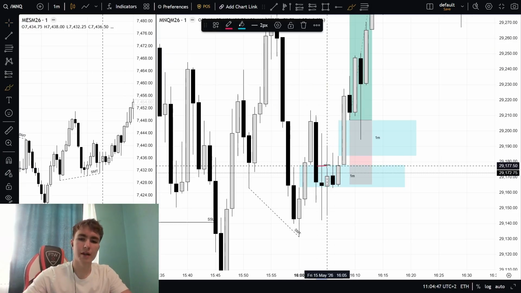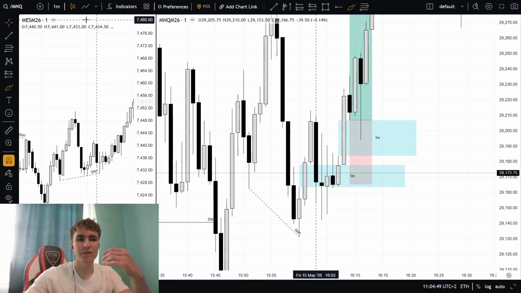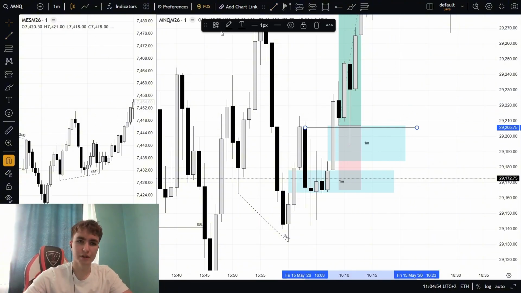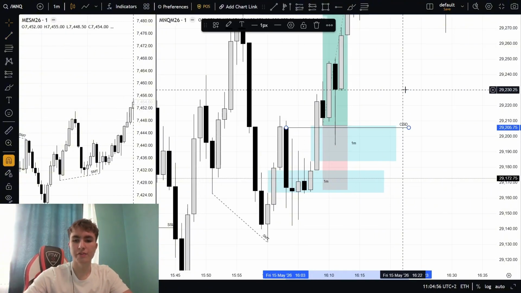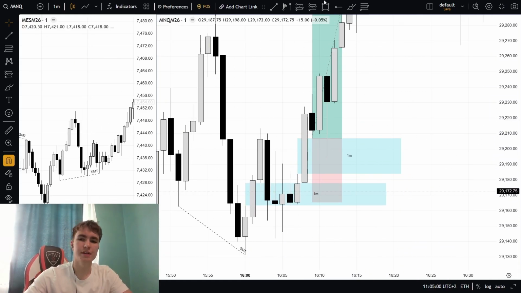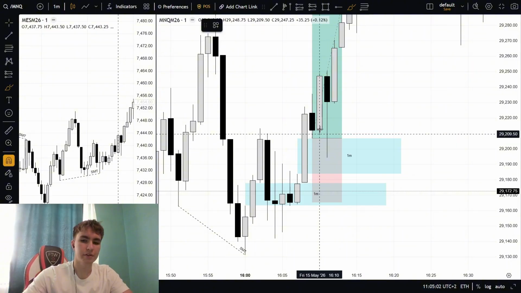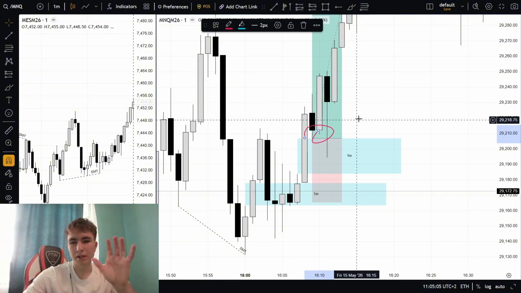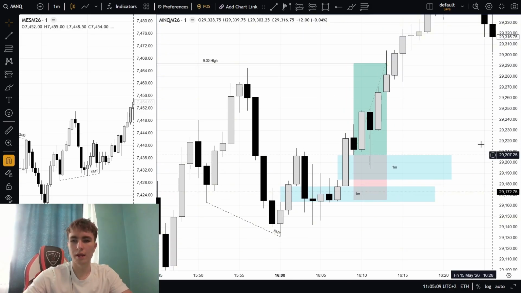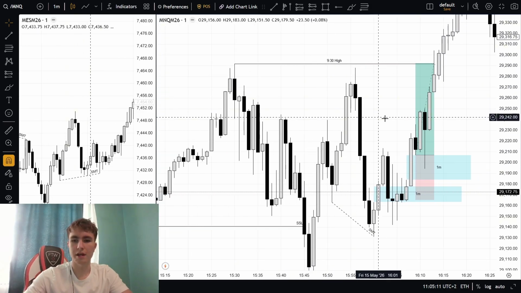I did not enter right away from this 1 minute just because I wanted to see a bit more momentum. So I waited. We got its change in state of delivery as well as another 1 minute fair value gap to the upside. When I saw this big momentum to the upside, I just set my buy limit at the newly created 1 minute fair value gap, and I had a relatively tight stop loss. So I put it down to this candle body low and take profit at the 9:30 high above.